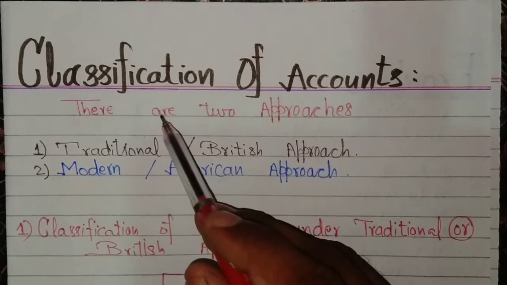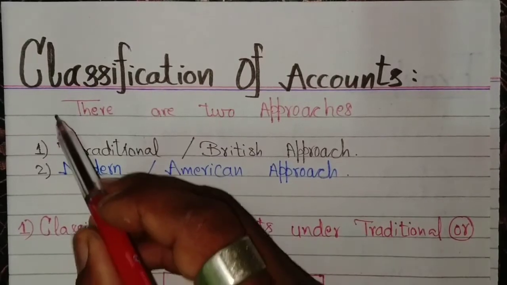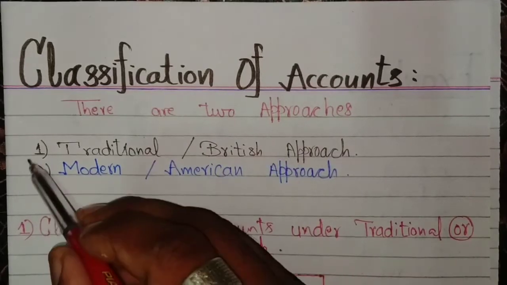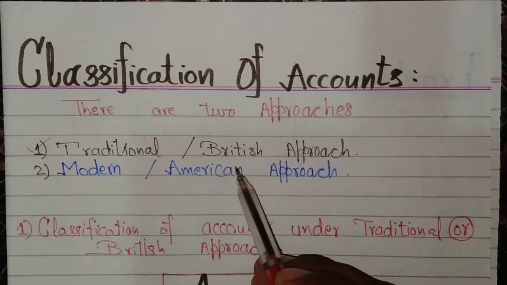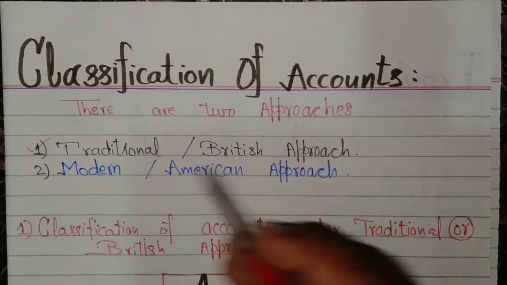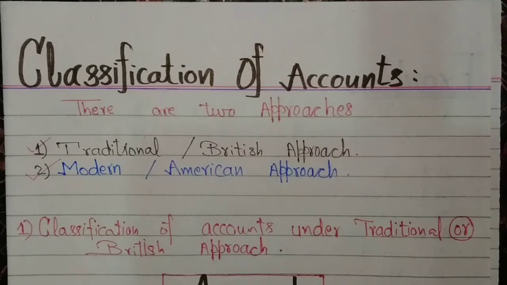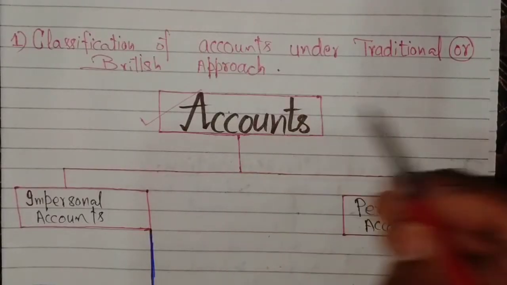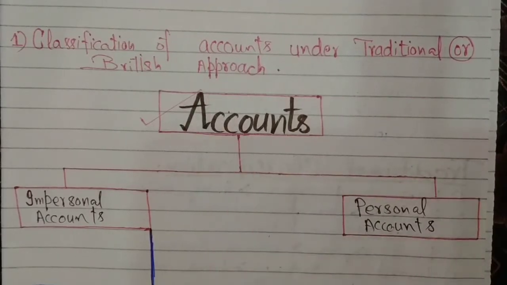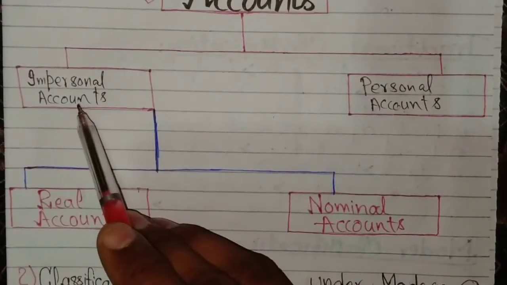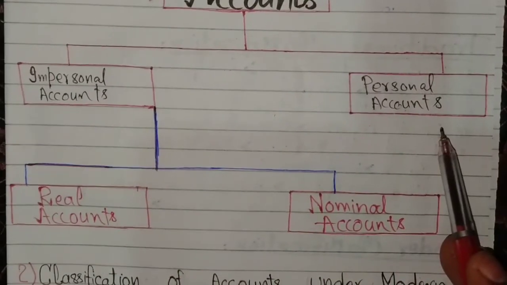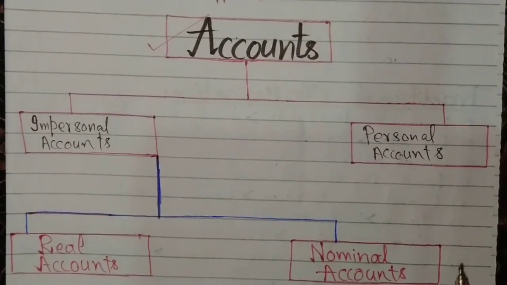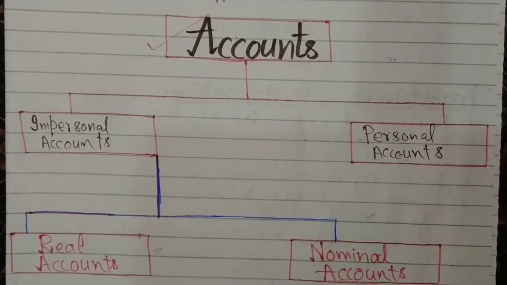Accounts are classified using two approaches. First is the traditional or British approach. Second is the modern or American approach. Accounts are classified in the traditional or British approach into impersonal accounts, personal accounts, real accounts and nominal accounts. So let's explain these in detail.